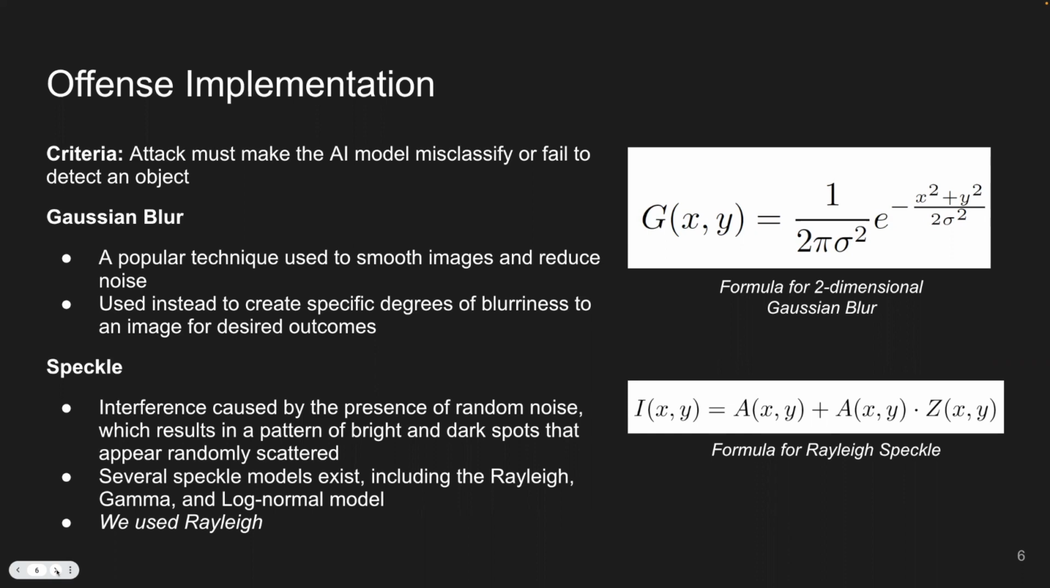AXY is the underlying image intensity, and ZXY is the random variable representing the speckle interference. The Rayleigh speckle method assumes that ZXY is a Rayleigh distributed random variable with a probability density function. To actually add the Rayleigh speckle perturbation into an image, we first generate a random noise value for ZXY. In order to create our desired outcomes, we next had to conduct several experiments of varying values for both the Gaussian blur and speckle methods.